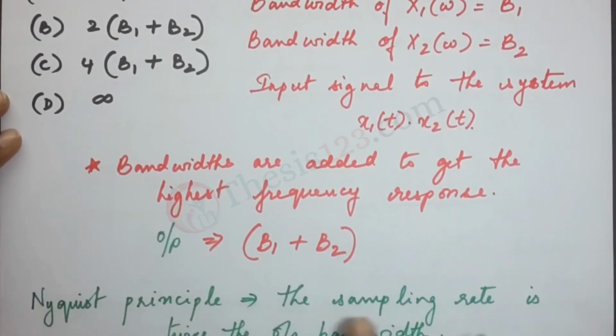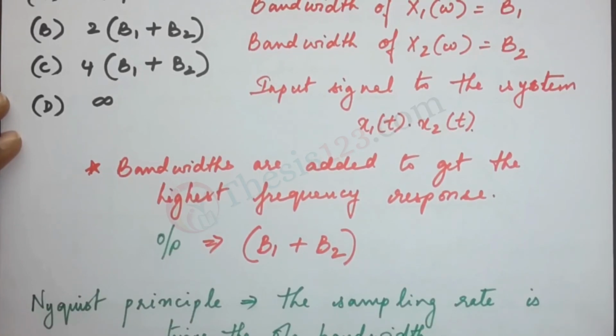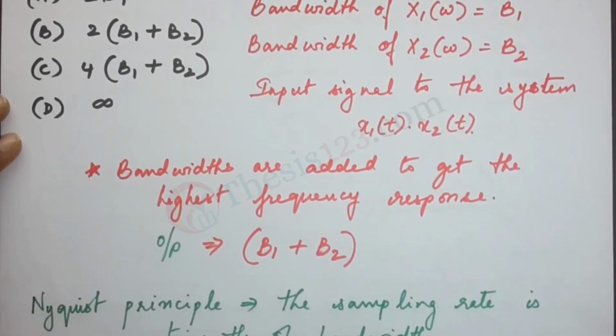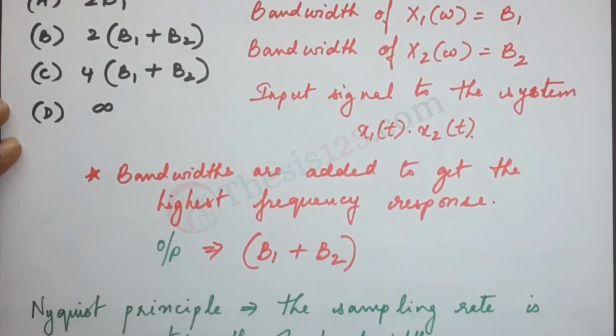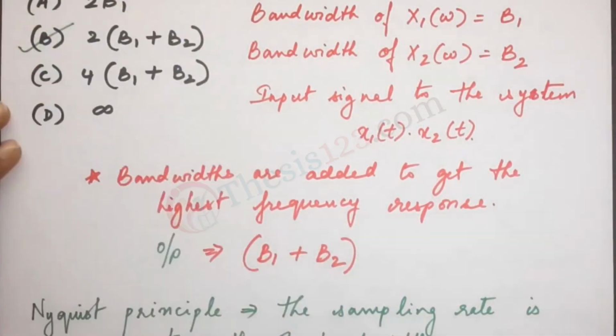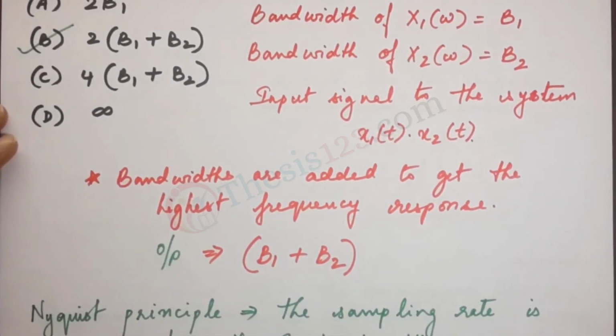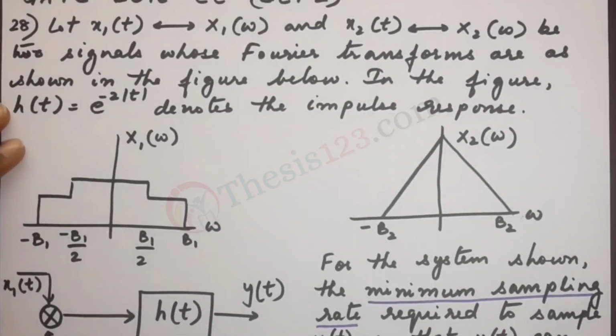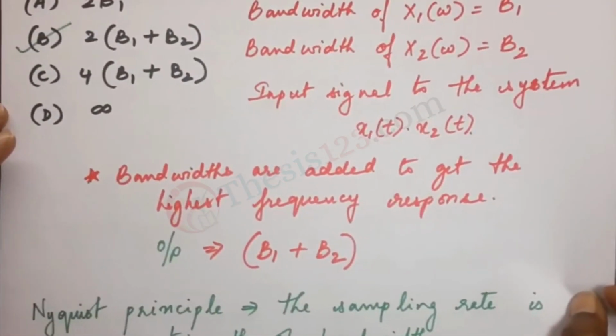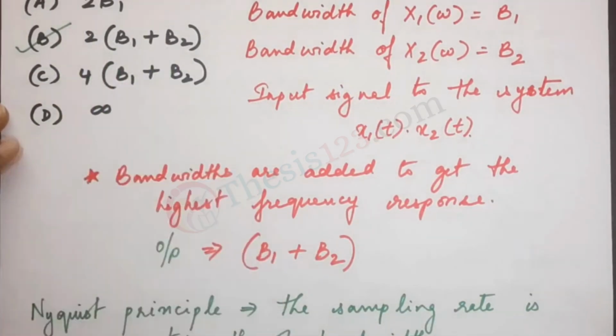According to Nyquist principle, the sampling rate is twice the output bandwidth, which means it would be 2 times B1 plus B2. So this expression matches option B. So the minimum sampling rate required in order for the output y of t to be able to be uniquely reconstructed from the samples would be 2 into B1 plus B2.